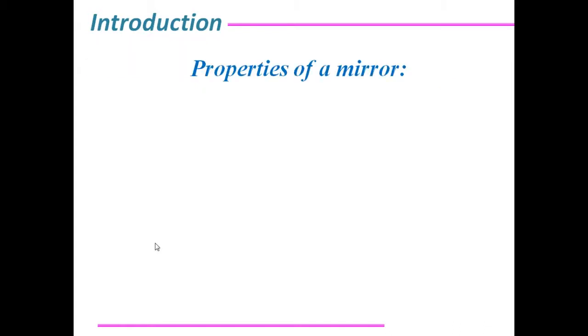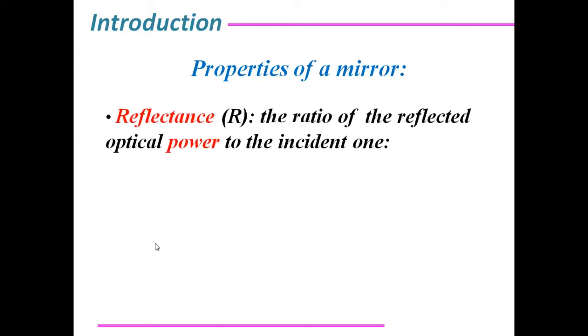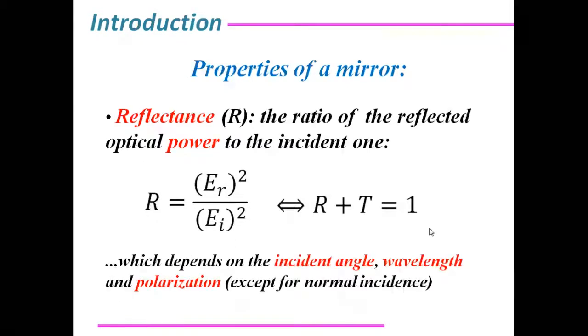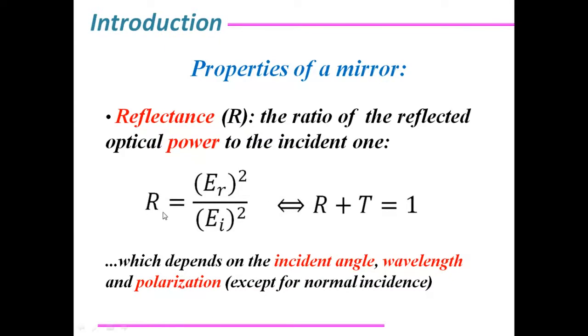So what are the basic properties of a mirror? First, the reflectance R. It's the ratio of the reflected optical power to the incident one. This factor R is the ratio of the electric field of the reflected light to that of the incident light, squared. So we have that the reflectance plus the transmittance equals 1. This is the well-known energy conservation law. Note that this term depends on the incident angle, wavelength, and polarization. For normal incidence, it doesn't depend on polarization.